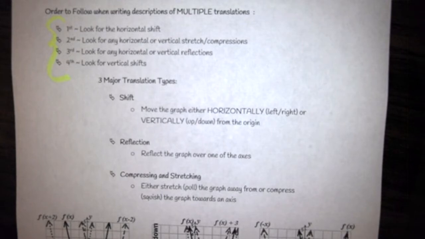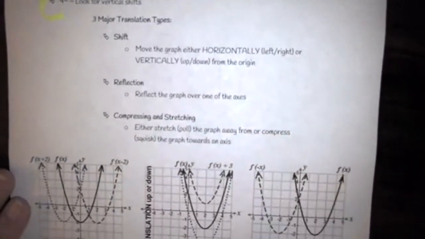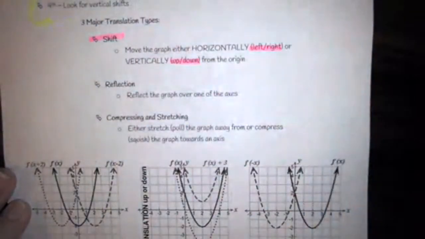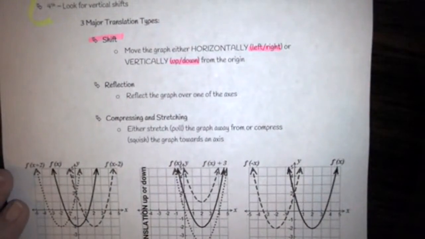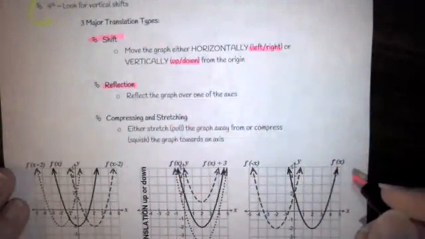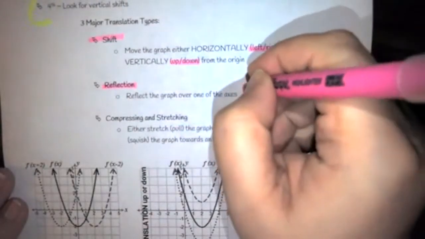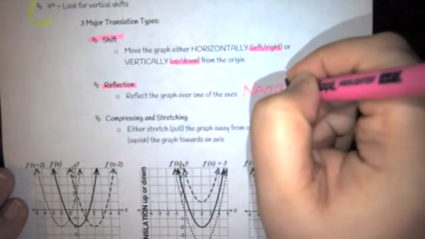Now, that being said, there are three types of translations that we have to deal with. The first one is your shift. Shift means you're moving either left or right or up and down away from your origin. Second, we have a reflection. Reflection essentially means negative sign.